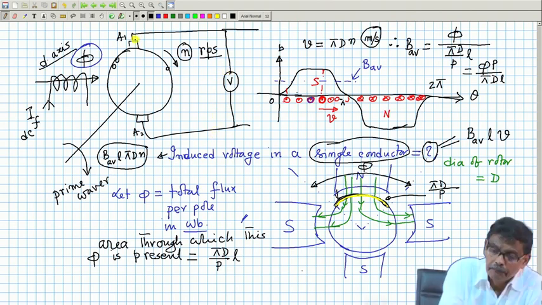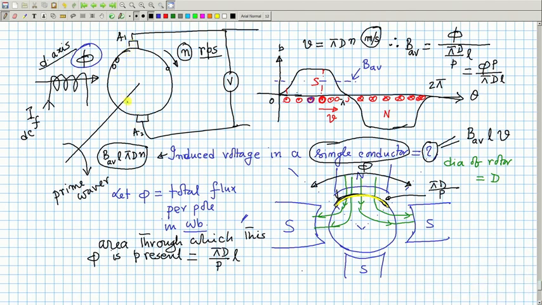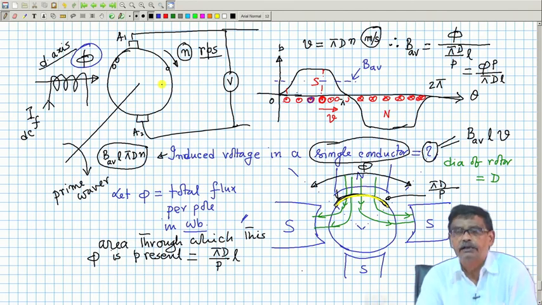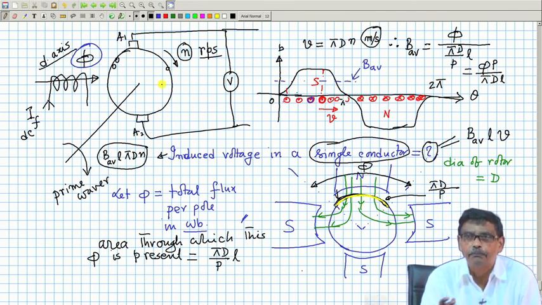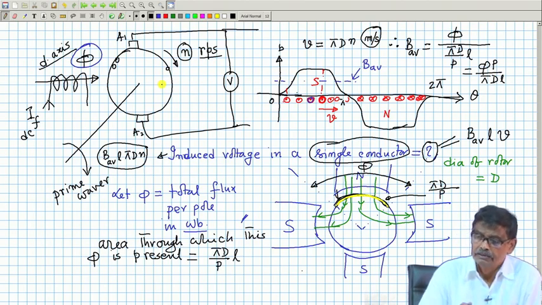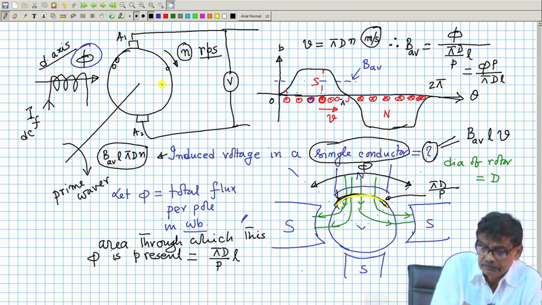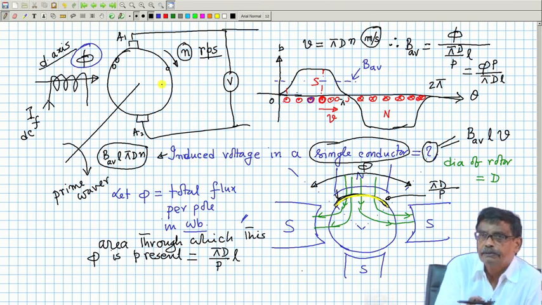I know brushes. Between the brushes there will be several circuits in parallel, that is, all the armature conductors will be divided into several parallel paths. My plan is, I will calculate the voltage induced in a single conductor and then I will multiply this expression with the number of conductors present in a parallel path.